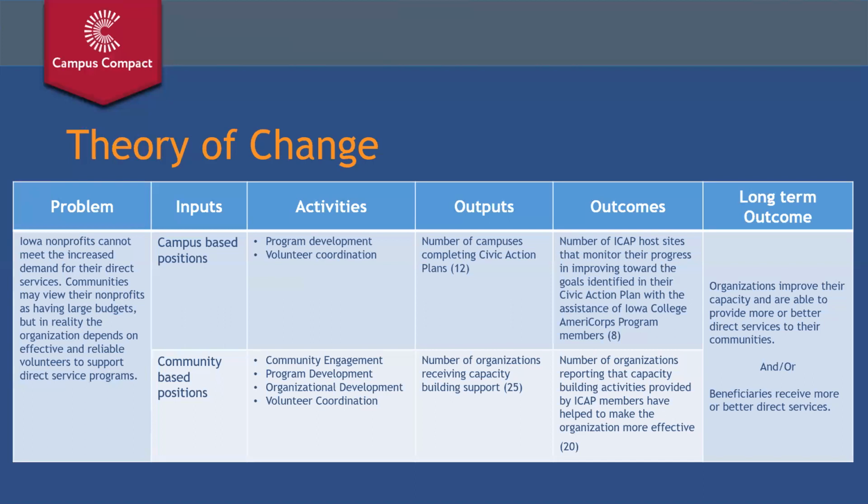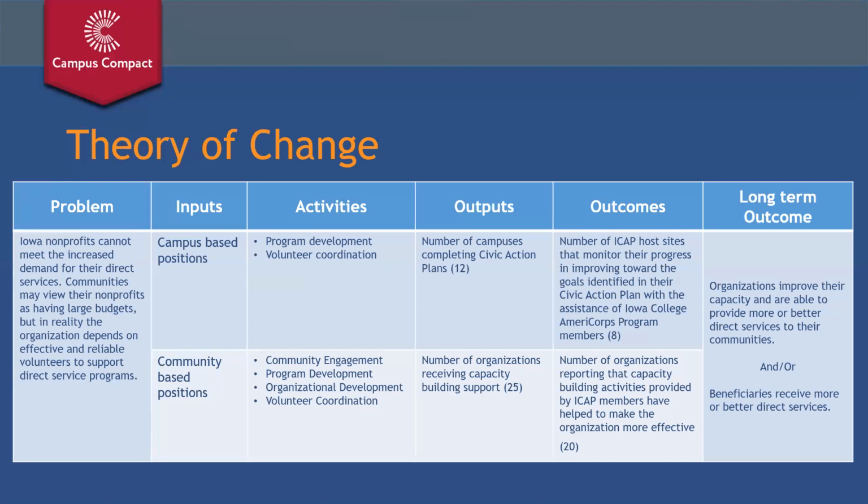What we're hoping to accomplish in this program, for our campus-based positions on the output side of things, is to track and count the number of campuses who have completed the Civic Action Plan. So if you're a campus who has a Civic Action Plan, we've already counted you for that, and you're contributing to our goal of 12. If you're a campus who doesn't have one, we hope that you're using your ICAP members to help you to achieve that in some way. And then when you file that plan with us, we'll add you to that output and increase that by 1.